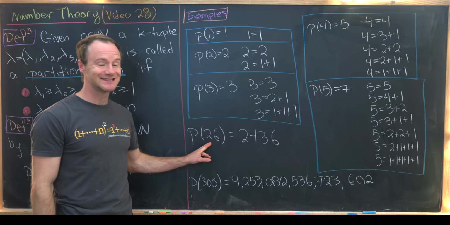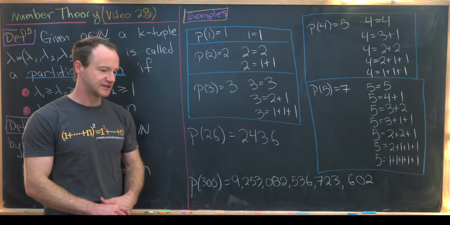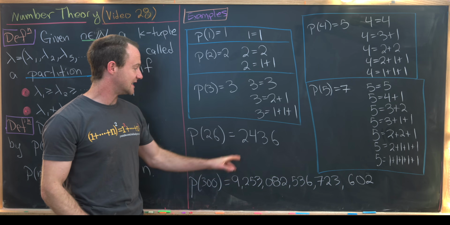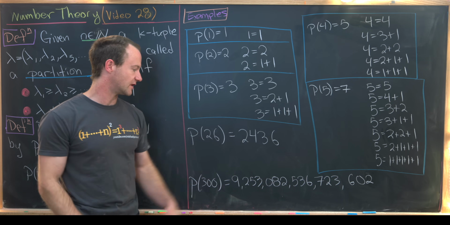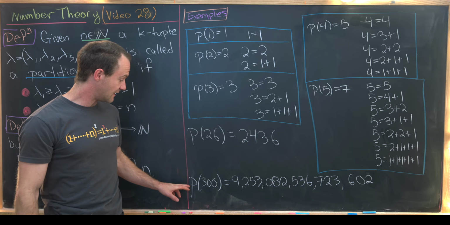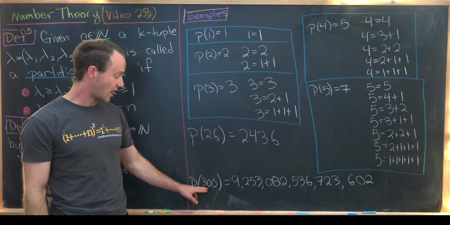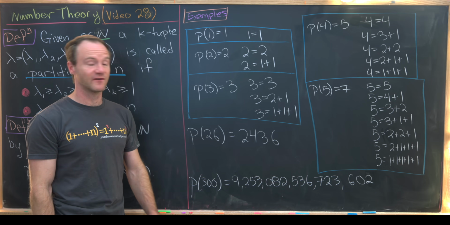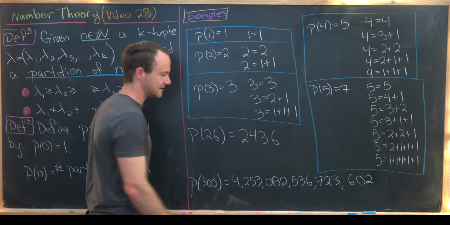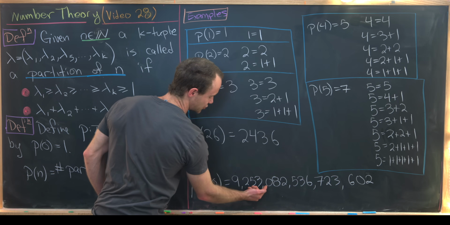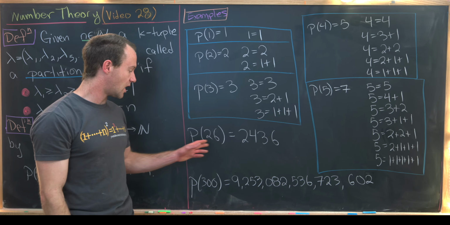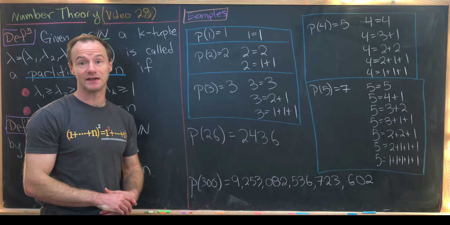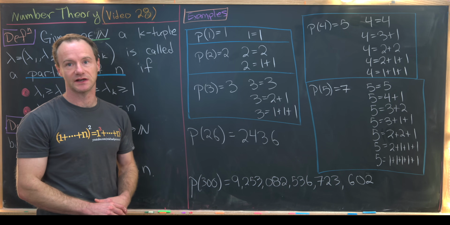So p of 26, in other words, the number of partitions of 26 is 2,436. And then the number of partitions of 300 is this very, very large number. So let's see. 1,000, million, billion, trillion, quadrillion. It's on the order of a quintillion, or 9 quintillion, I should say.